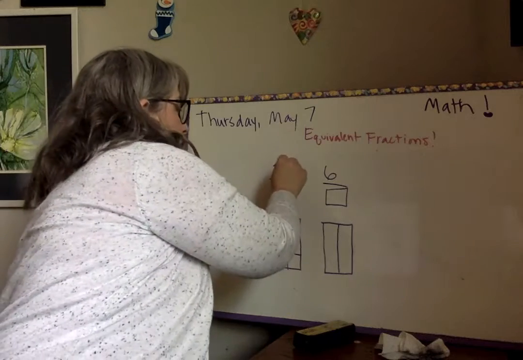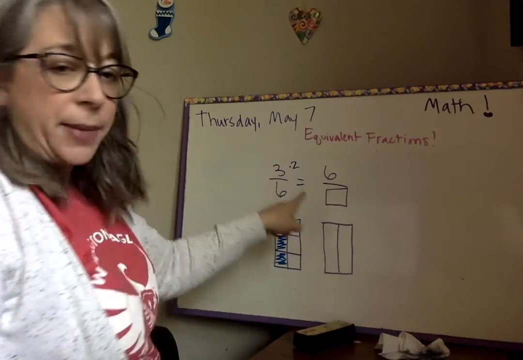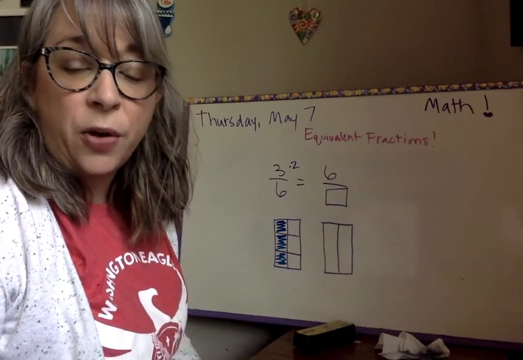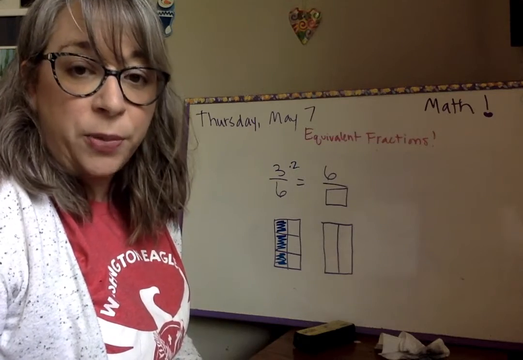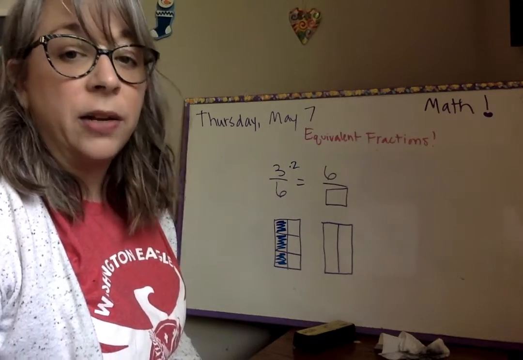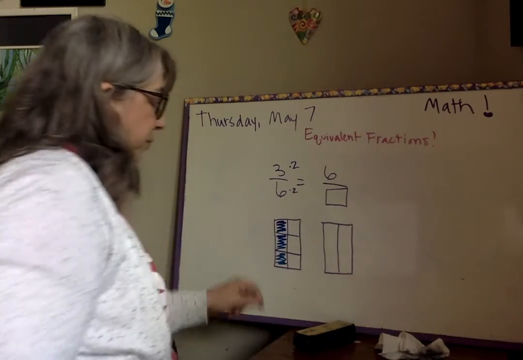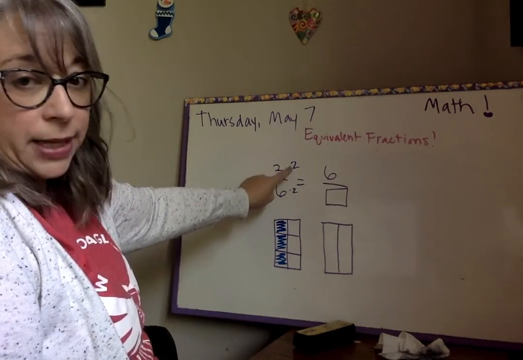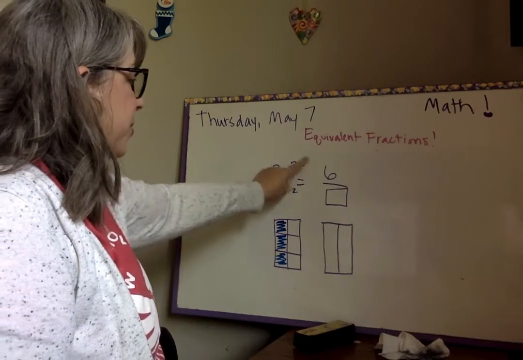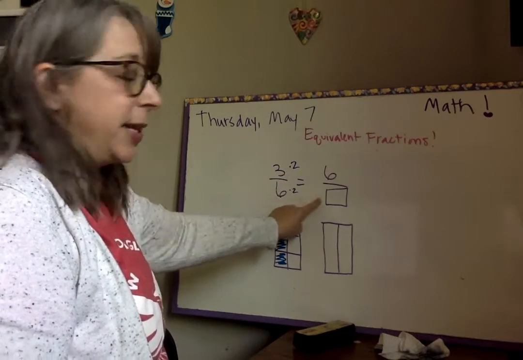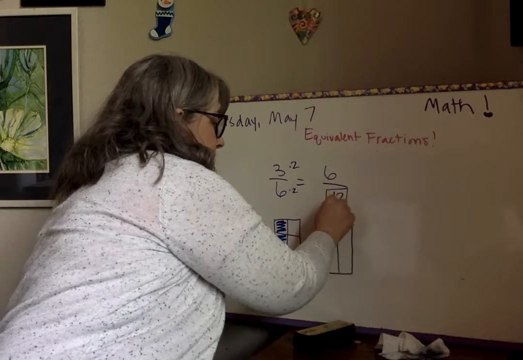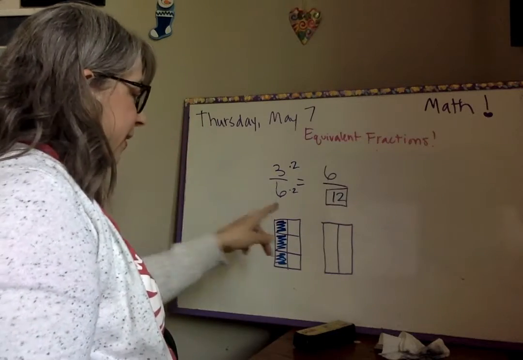Well, 2 times 3 is 6. And if you know what you do in the numerator, you have to do in the denominator, and vice versa. So now we're going to say 6 times 2, because again, you got to do the same thing. So 3 times 2 is 6, and 6 times 2 is what? 12. All right, so let's divide this into 12s.